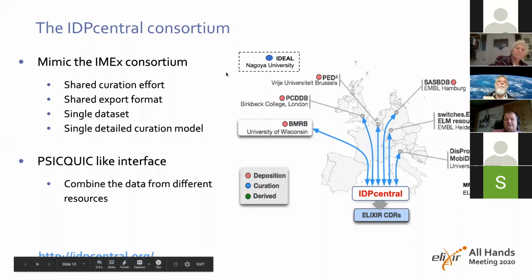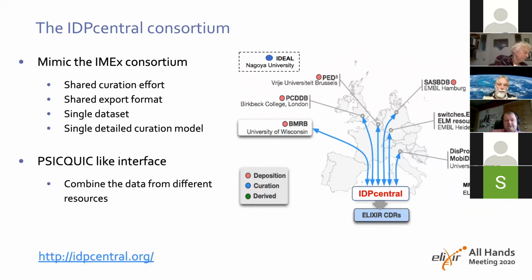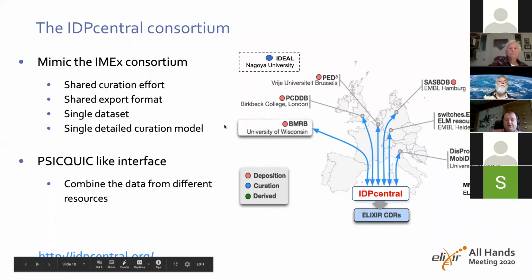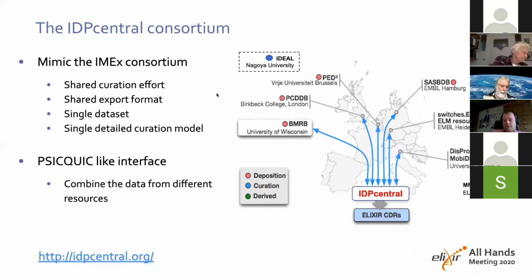But all the data will be stored in IDPcentral. And above all, this will also ensure the sustainability of this approach, because if, for instance, after some years, one of these databases will no longer be available, then the data will remain available through IDPcentral itself. So in order to do that, we are implementing a PSICQUIC-like interface in order to combine the data from the different resources. This is currently work in progress.